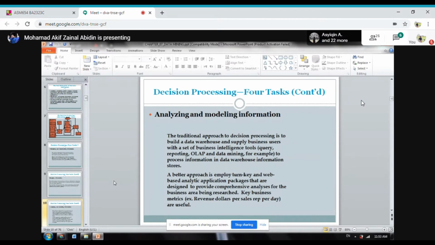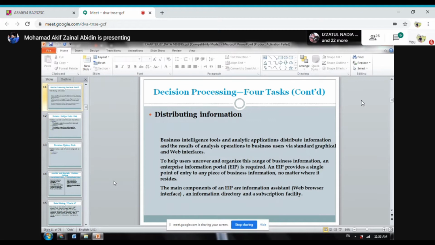So we ran the model based on several algorithms, and then we chose the one with the higher accuracy. So we go for analyzing and modeling the information, and the fourth task is you distribute the information. Once we get the result, we share the result with top management to make decisions. So use your own words to elaborate. So these are the four main tasks.